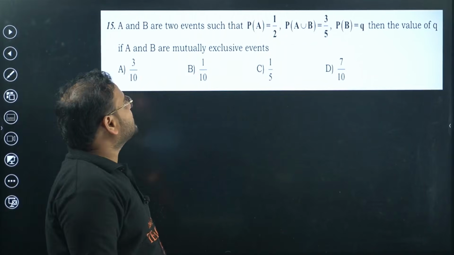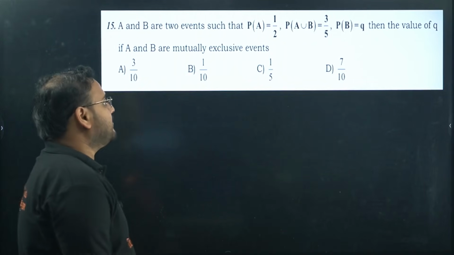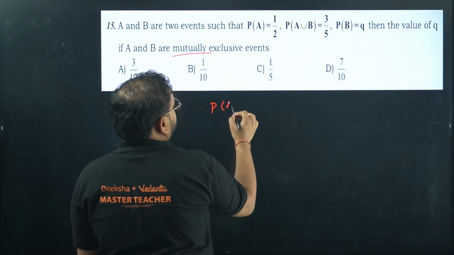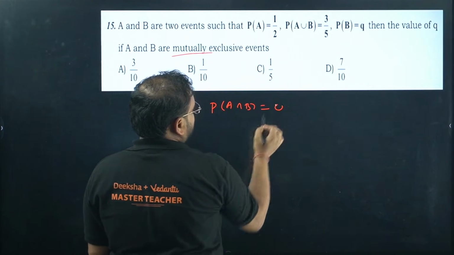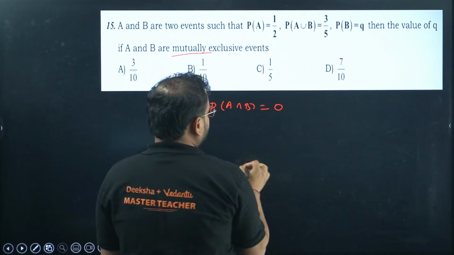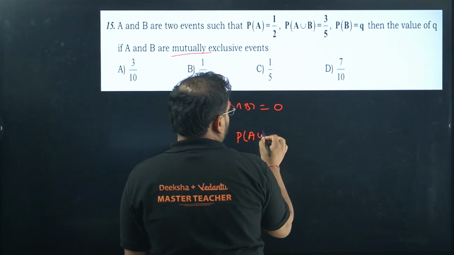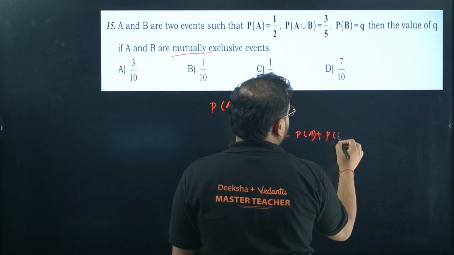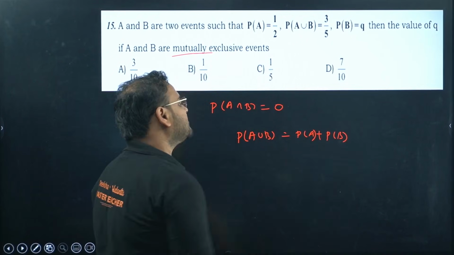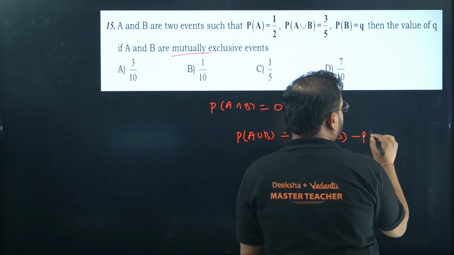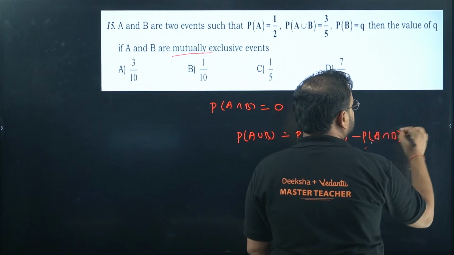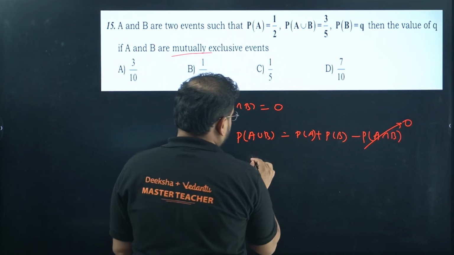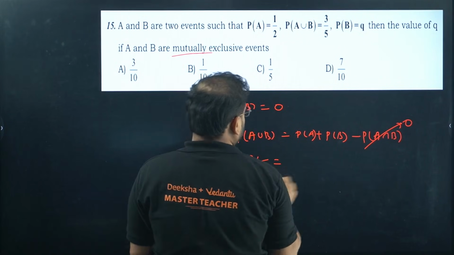A and B are two events such that P(A) is 1 by 2, P(A and B) is given. They are mutually exclusive, means nothing is common. 0. Okay. So then what will happen? The P(A union B) will become P(A) plus P(B), because we don't have to subtract this. Actually, it is going to be what? Minus P(A intersection B), but this is 0. This is 0. Okay. This is given as 3 by 5. This here is 1 by 2.